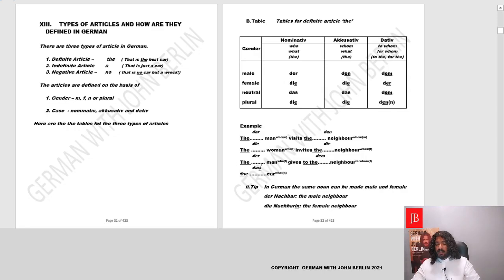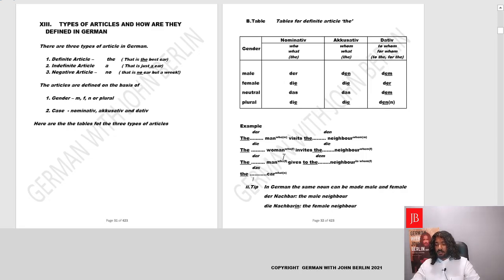Once again, if we go to neutral, then let's make a different kind of example here. Okay, let's say the man gives to the neighbor the car. Yes. Who gives to whom what? First go to who. It's the man. Man is masculine. So it's again der. The man, der Mann, like I've written there.